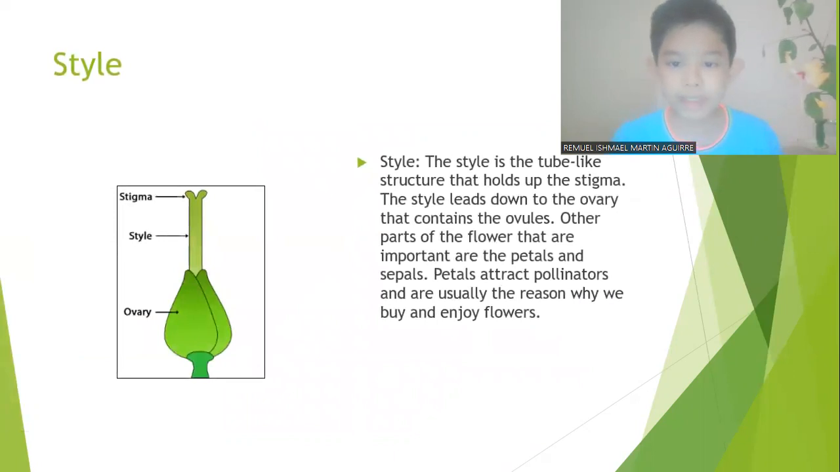Style. The style is the tube-like structure that holds up the stigma. The style leads down to the ovary that contains the ovules. Other parts of the flower that are important are the petals and sepals. Petals attract pollinators and are usually the reason why we buy and enjoy flowers.